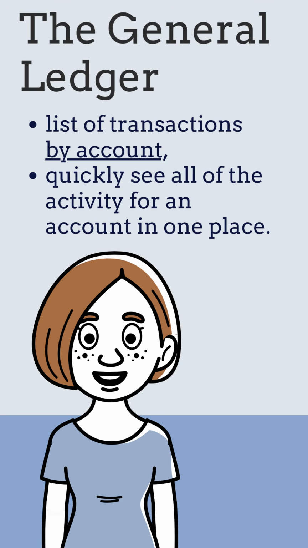The general ledger is a sophisticated system of accounts that allows the accountant to quickly see all of the activity for any account in one place. Want to see all of the bank activity that was recorded? There is a general ledger account for each of the business bank accounts. Want to see all of the activity for office supplies? There is an account for that.